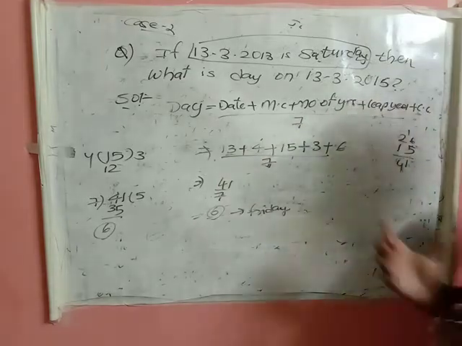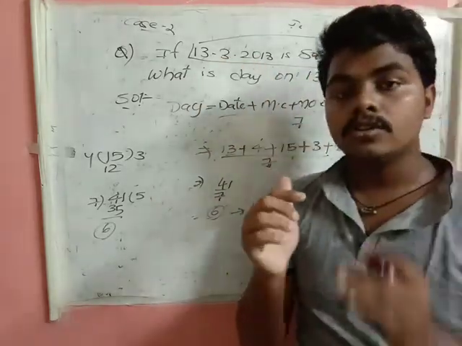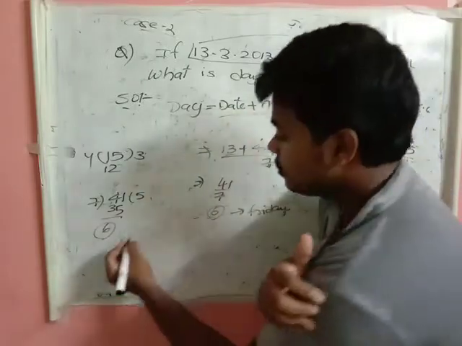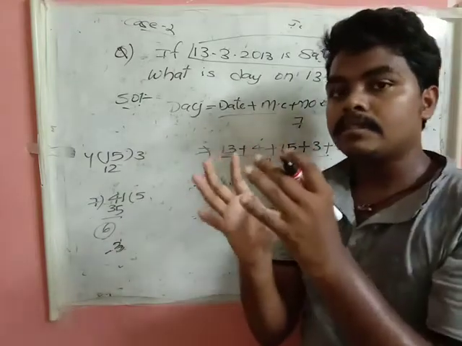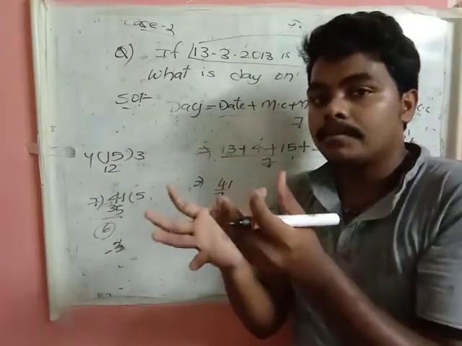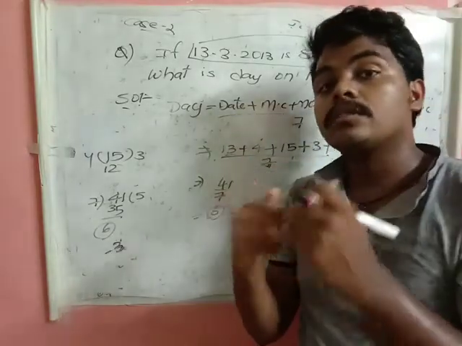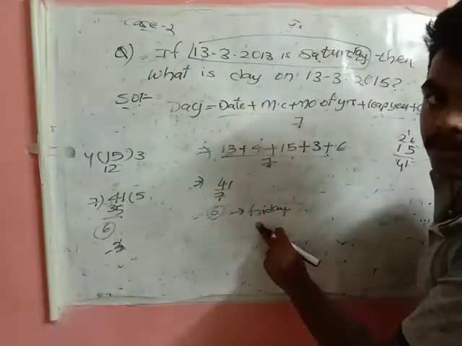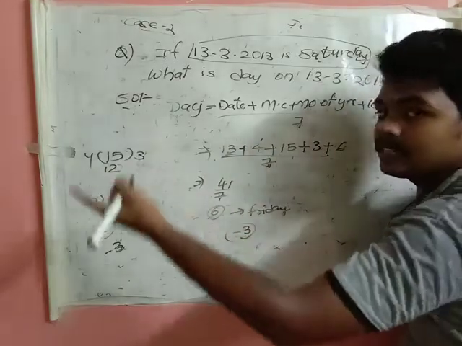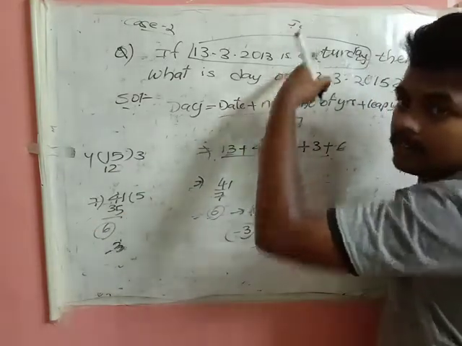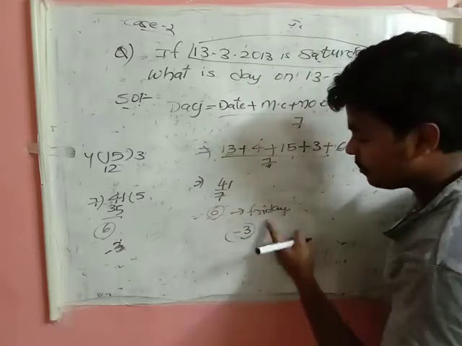But what we did when we were finding this: as the given day was Saturday, we got Wednesday. So we did a manipulation, we went for -3. We subtracted 3 days from Wednesday so that we could get Saturday. The same process should be applied here, so I should go back -3, subtracting 3 from Friday.